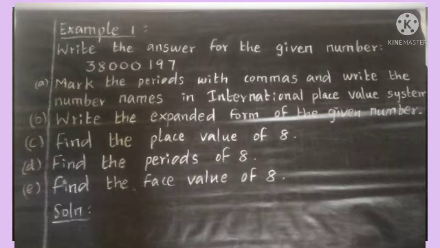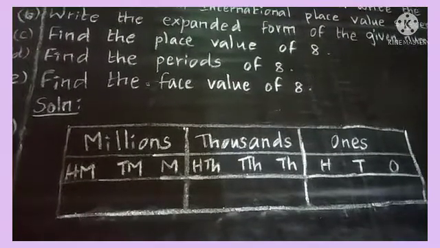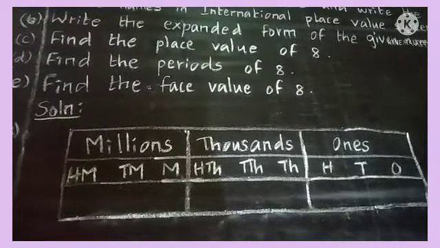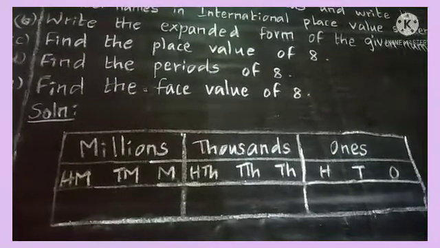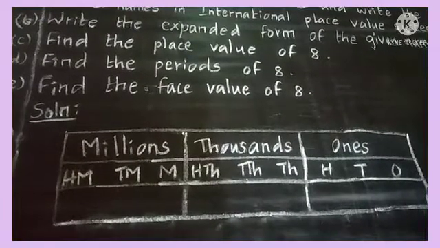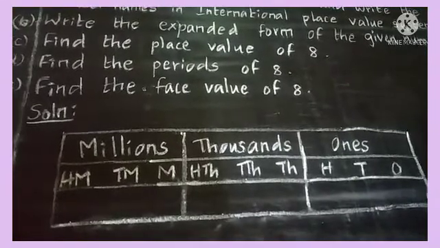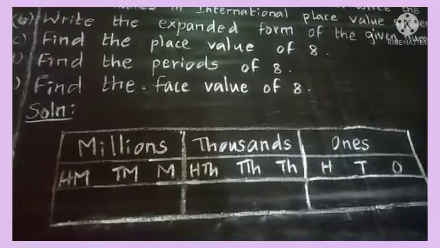Children, first draw the place value chart. Write the periods and place value. The periods are ones, thousand and millions. And the place values are ones, tens, hundreds, thousand, 10,000, 100,000, million, 10 million and 100 millions. Children, now write the given number in the place value chart from right side.